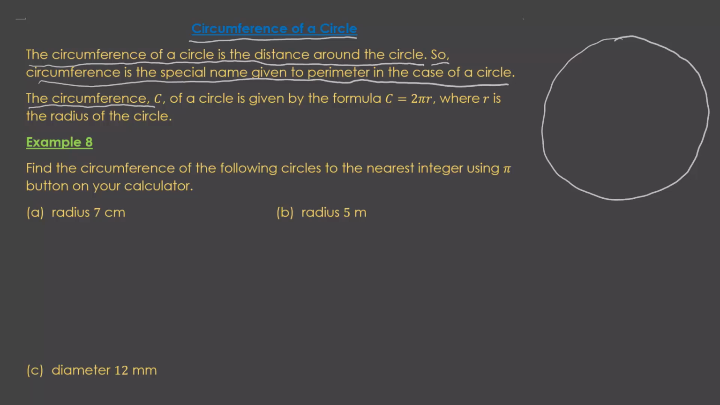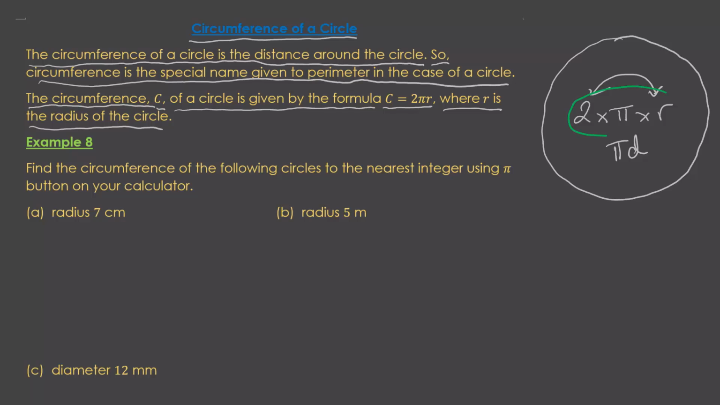The circumference, C, of a circle is given by the formula C equals 2 pi r. And remember our algebra here. That means 2 times pi times r. By algebraic convention, we've left out the multiplication signs, where r is the radius of the circle. Now, if you think about 2 times r, that's the diameter. So alternatively, you can use pi times diameter, although I tend always to use 2 times pi times r.